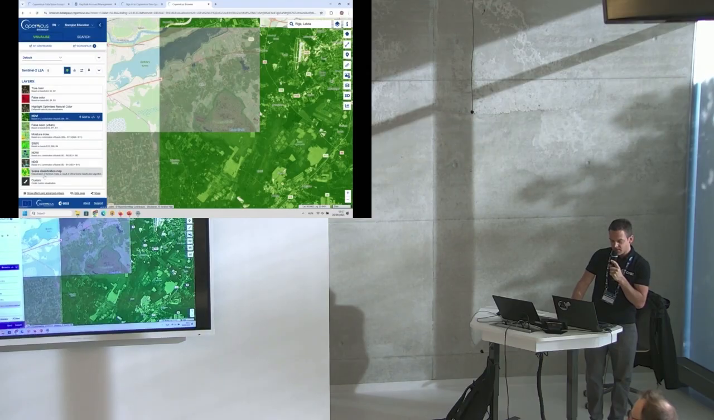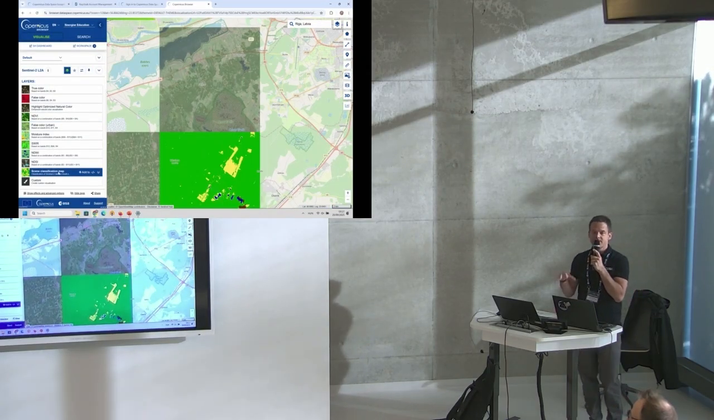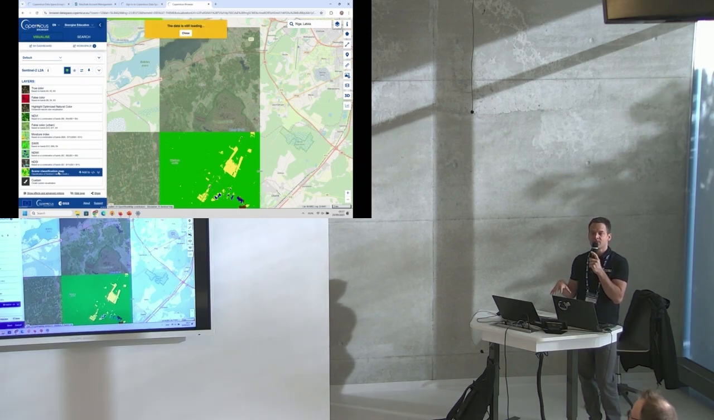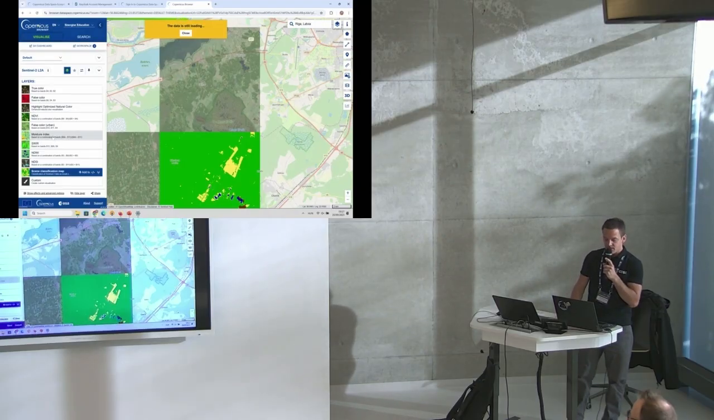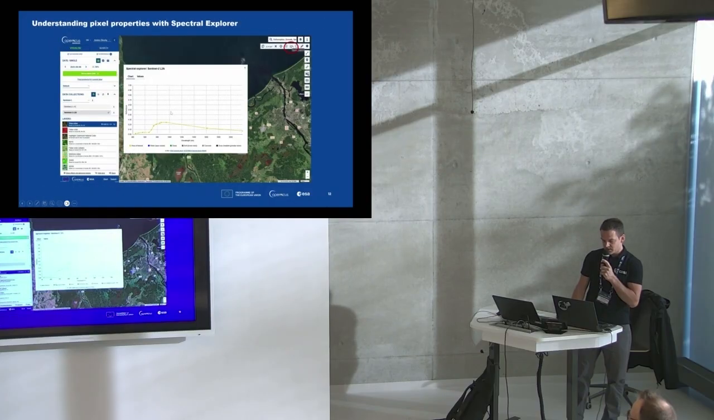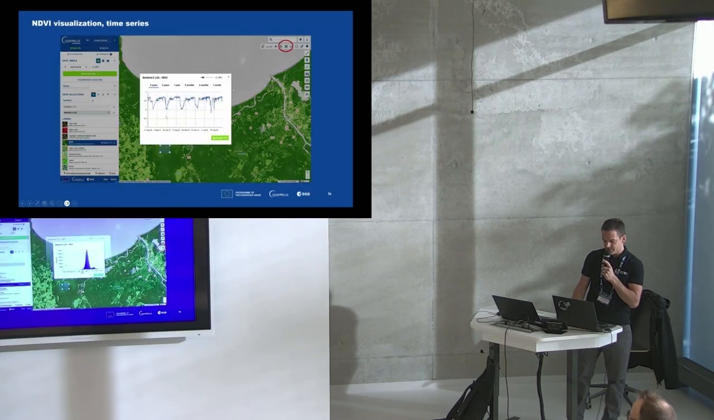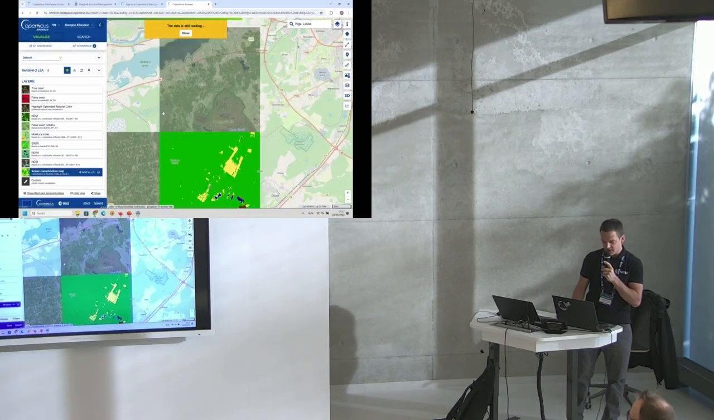What else do we have here? The scene classification map is a product of the classification that's generated during the atmospheric correction. So it has some basic classes: cloud, vegetation, bare soil, and so on. And finally, let me wait for this to load. I haven't shown you the histogram. Let's go back to NDVI for a second.